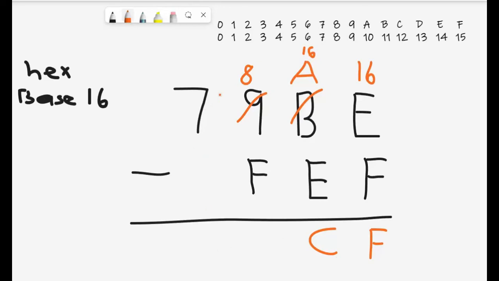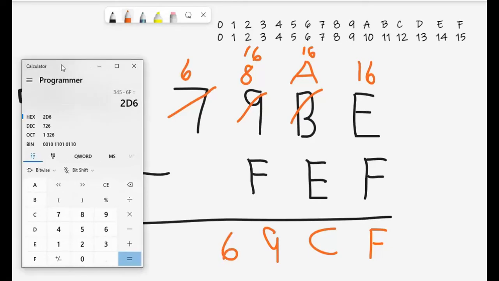And let's just finish this up. Borrow 6, 16. 16 minus 15 is 1. 1 plus 8 is 9. And 6. So let's see if our calculator agrees with us.